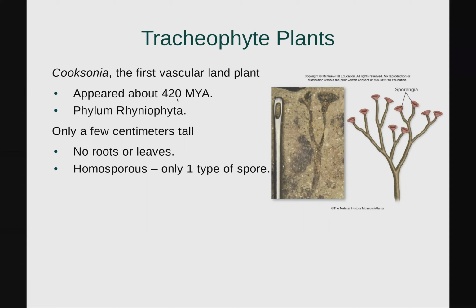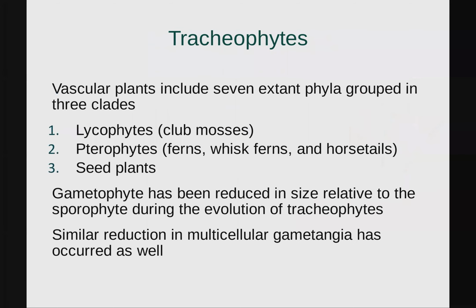It appeared about 420 million years ago in the phylum Rhyniophyta. It was only, as you can see, a few centimeters tall, about the size of a pin. It had no roots nor leaves, and it was actually homosporous, producing only one type of spore. So this is the early ancestor of our vascular plants.